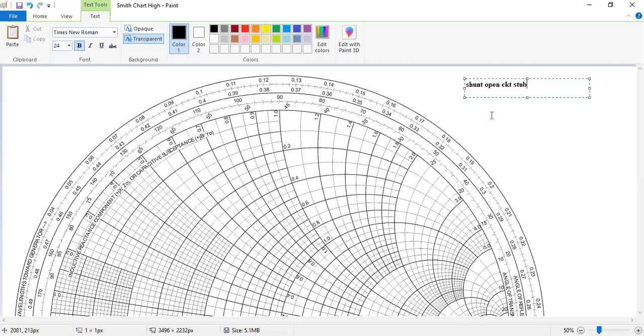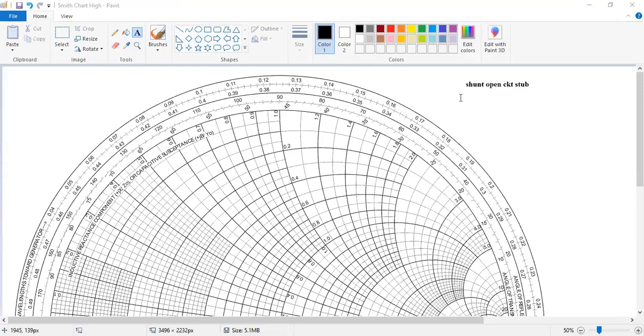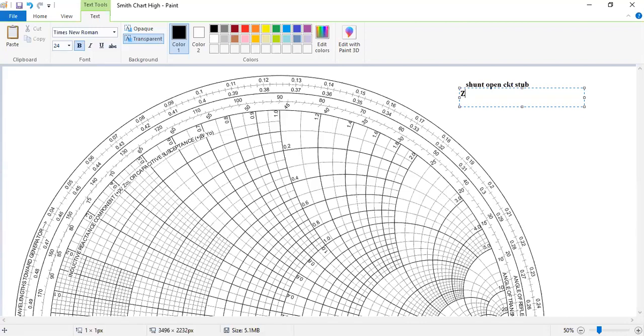Okay, so we will go for this problem. For a load impedance of, let's say, 60 minus j80, this is the ZL equals 60 minus j80, and this you have to match with Z0, the characteristic impedance, equal to 50 ohm.